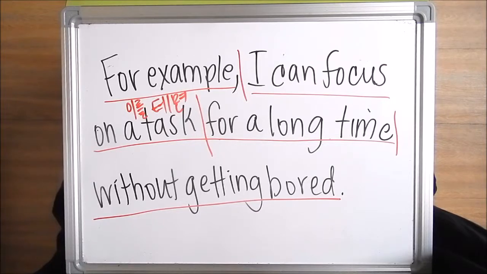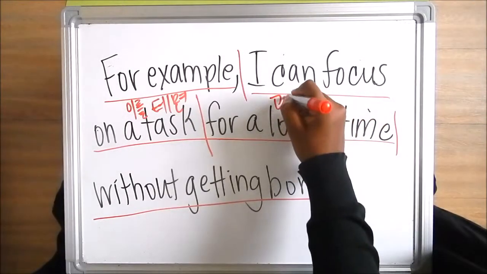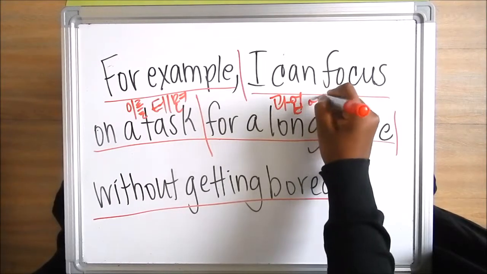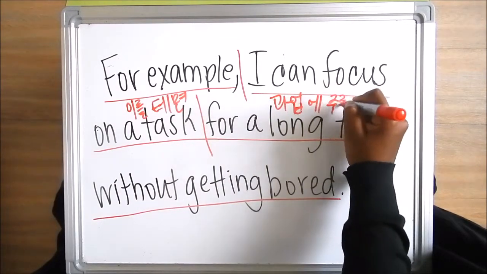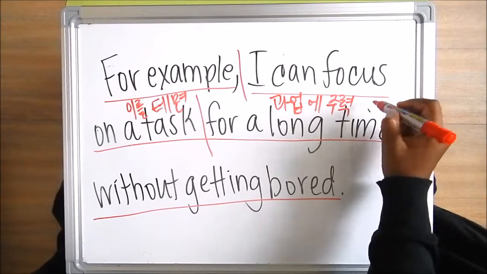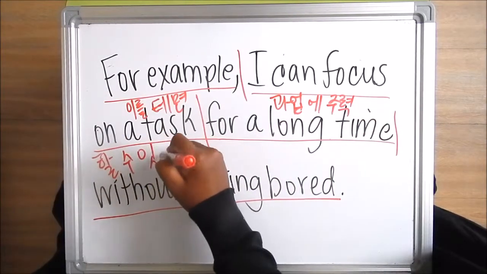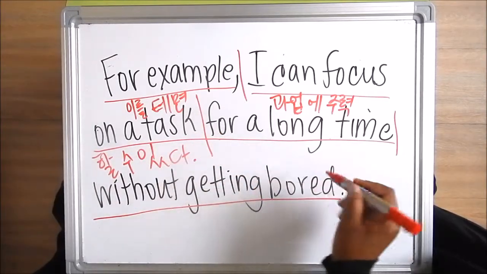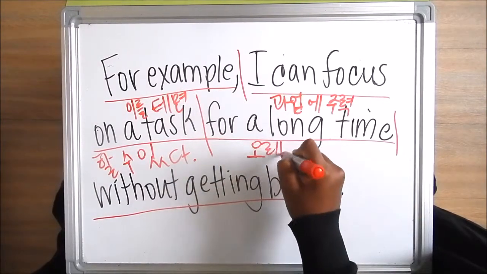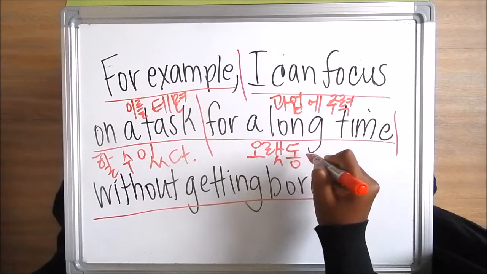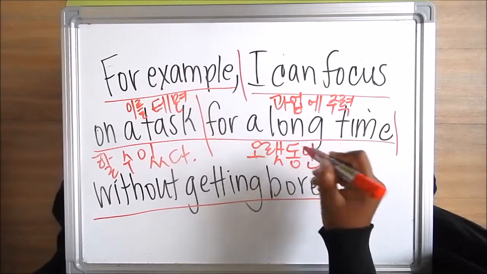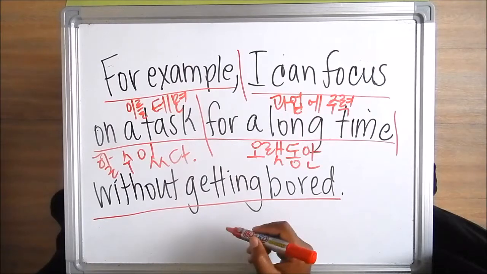I can focus on, so I can focus on means 과업에 주력할 수 있다. So I can focus on a task for a long time. 오랫동안. So for a long, 동안 means what, a while. So for a long while without getting bored.